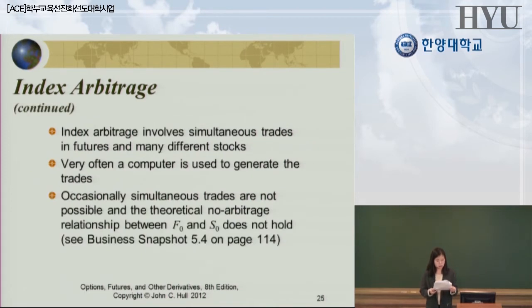Index arbitrage involves simultaneous trades in futures and many different stocks. So a computer is used to generate the trades. However, occasionally simultaneous trades are not possible. Black Monday was one of these situations. There were too many trades on that day, so the delays in processing orders made index arbitrage impossible.